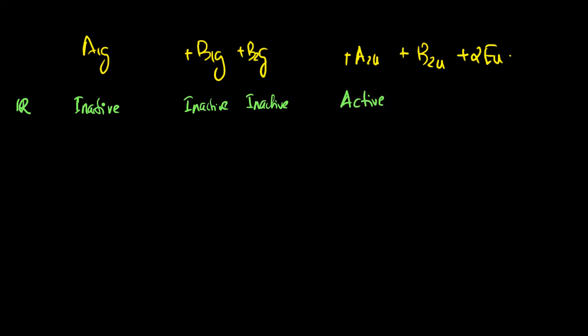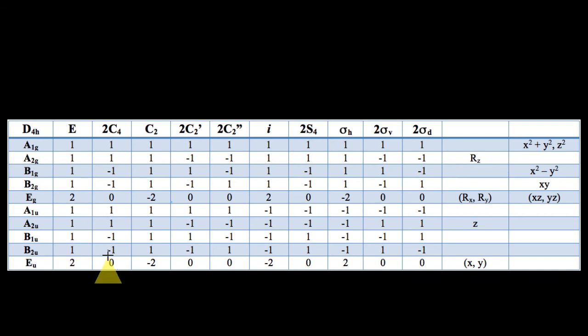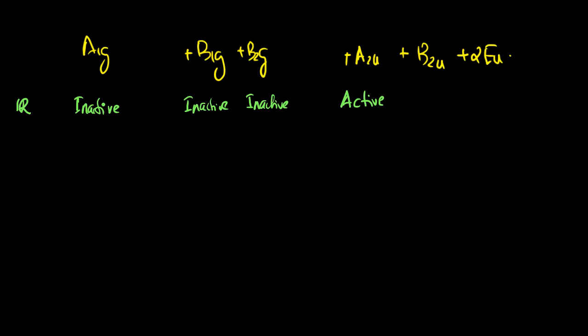And what about B2U? In the case of B2U, is there any XYZ ones? No, there is no XYZ, there is no binary products as well. So that is also IR inactive. Okay, that is IR inactive. So this is inactive.